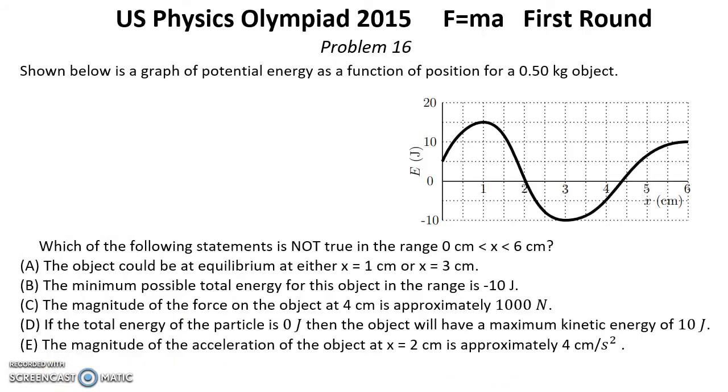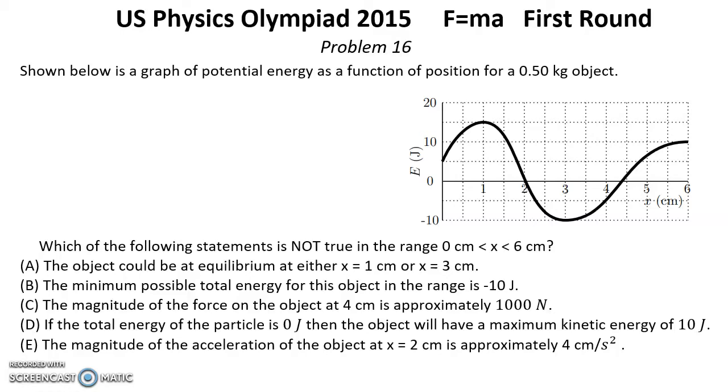Problem number 16. Shown below is a graph of potential energy as a function of position for a 0.5 kg object. Which of the following statements is not true in the range from 0 to 6 centimeters? Solution. Let's check all statements.